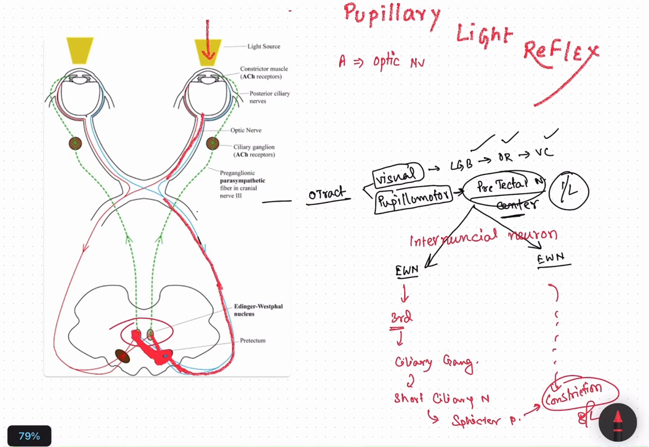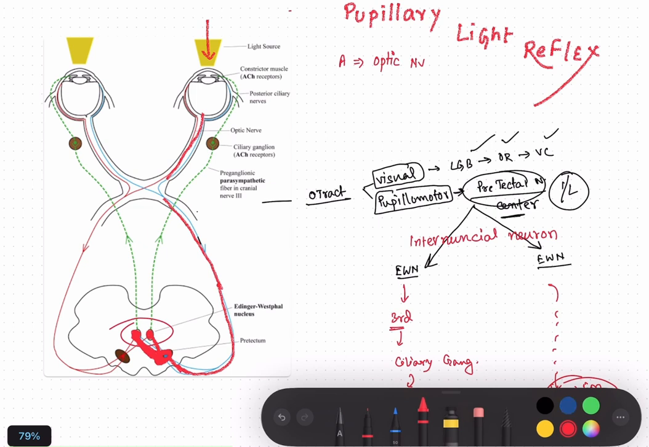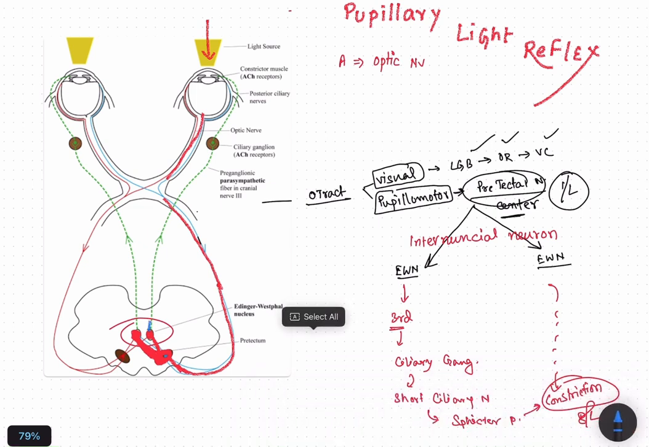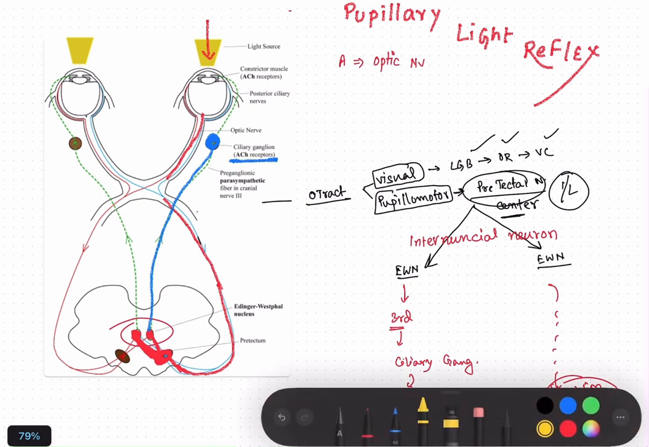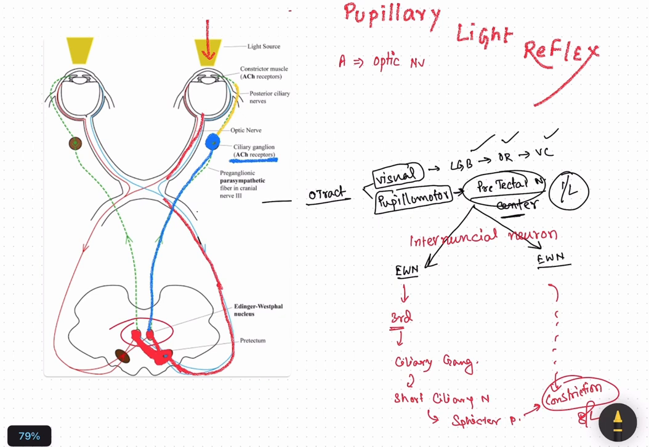Now once the Edinger-Westphals are there, what is happening? You have the third nerve. From the Edinger-Westphal, the third nerve is going, and it is relaying at the ciliary ganglion. From there you have the short ciliary nerves, and the short ciliary is supplying the pupil. You can see the same thing is happening to the opposite side also. That's why you are getting the consensual light reflex.